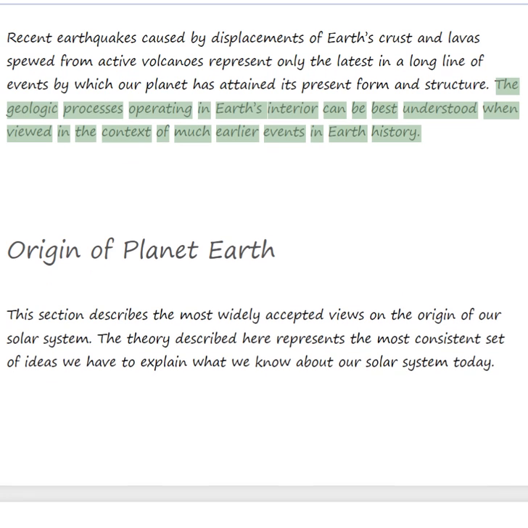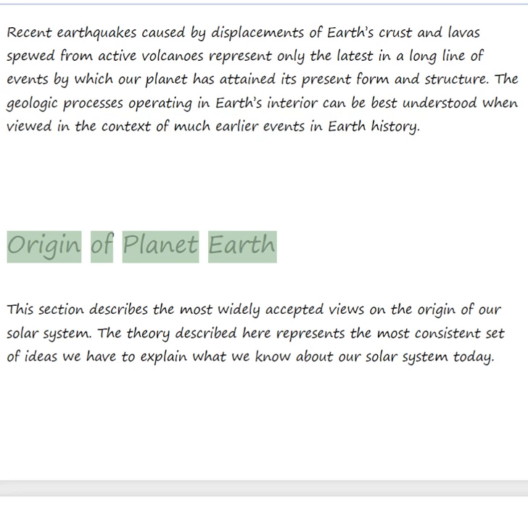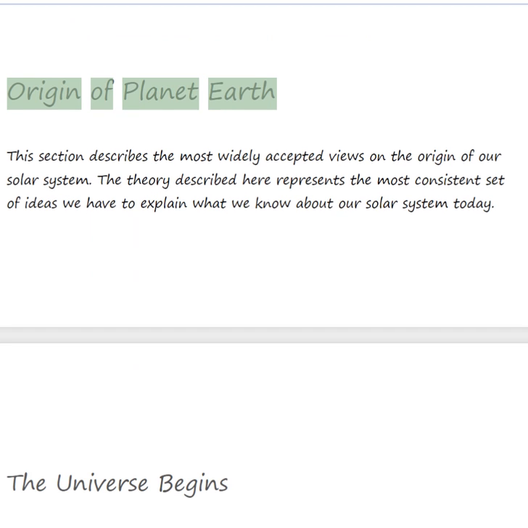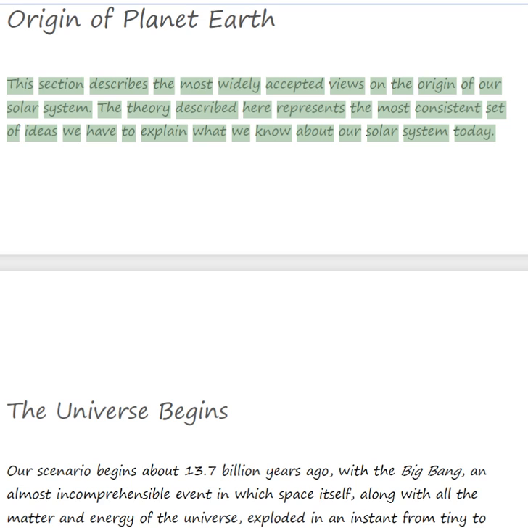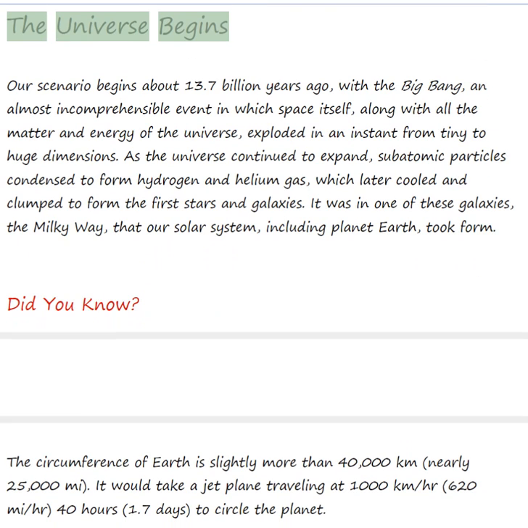The geologic processes operating in Earth's interior can be best understood when viewed in the context of much earlier events in Earth history. Origin of planet Earth. This section describes the most widely accepted views on the origin of our solar system. The theory described here represents the most consistent set of ideas we have to explain what we know about our solar system today. The universe begins.